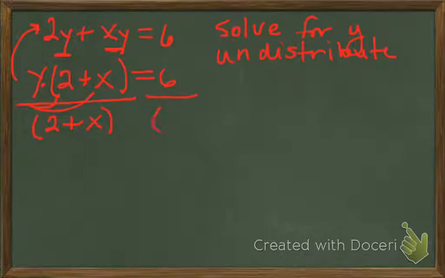But if I do it to one side, I need to do it to the other side to maintain equality. 2 plus x over 2 plus x equals 1. y times 1 is y. This number doesn't just disappear using math magic. It becomes a 1, which is understood. So y equals 6 over 2 plus x. There you go.